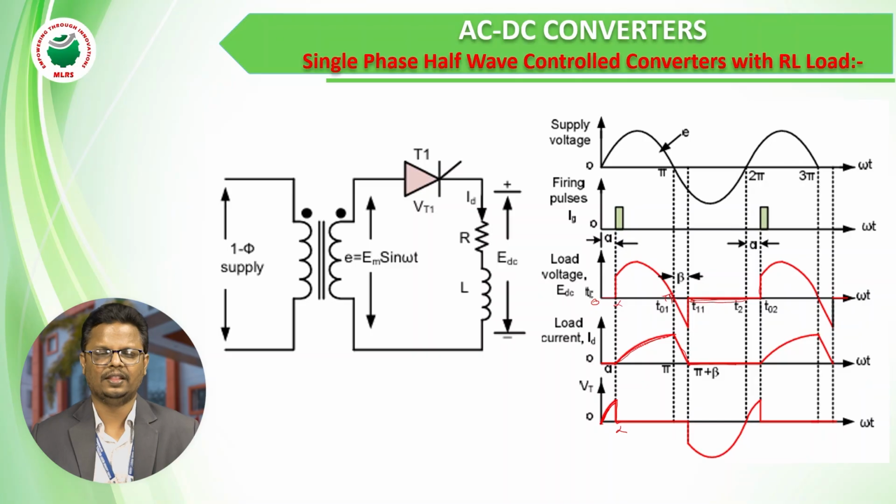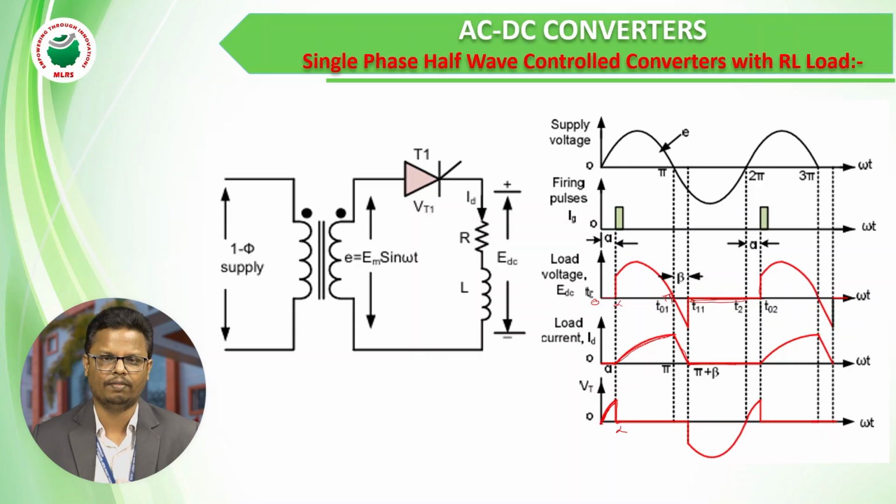So now in the single phase half wave controlled converter, we have seen the R load and the RL load. The main point is that when the thyristor is on, the voltage across the thyristor is 0, and across the output is the total source voltage.